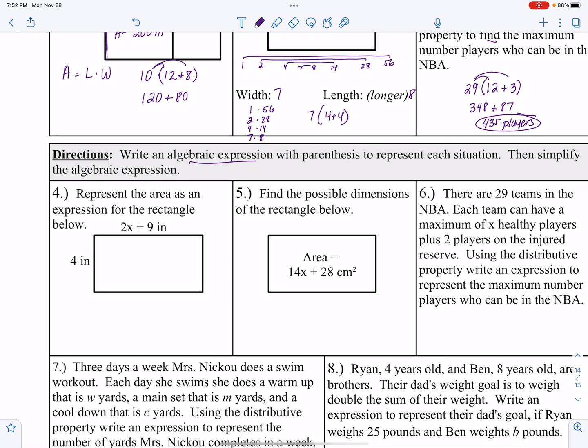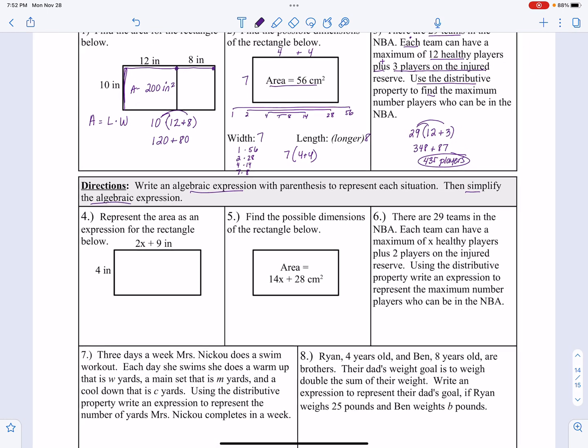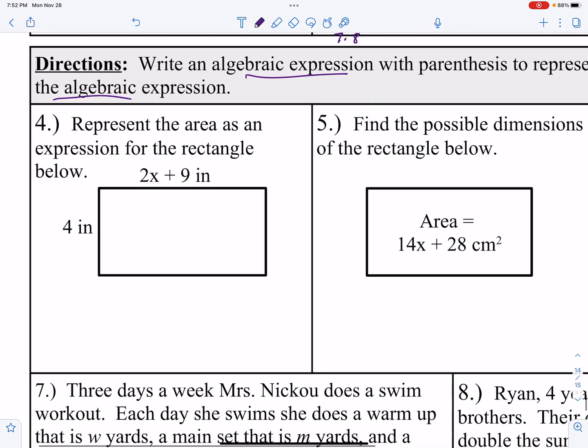Write an algebraic expression with parentheses to represent each situation. Simplify as much as we can for that as well. All right, so first we're just representing the area. So this is a length times width situation. I have 4 times 2x plus 9. Okay, and then this would then be written as an area. And so I could write it just like that.